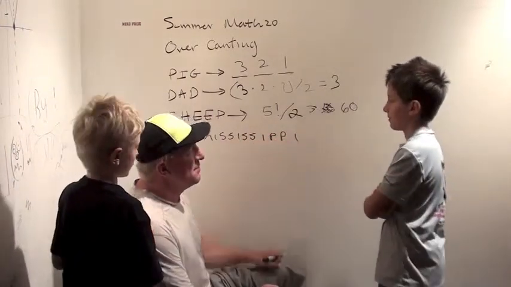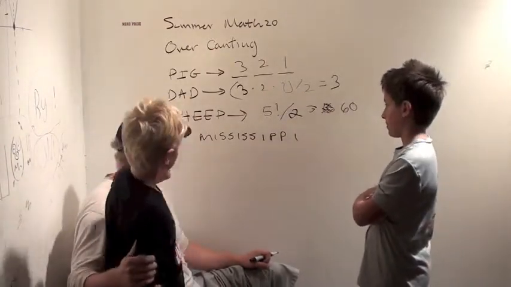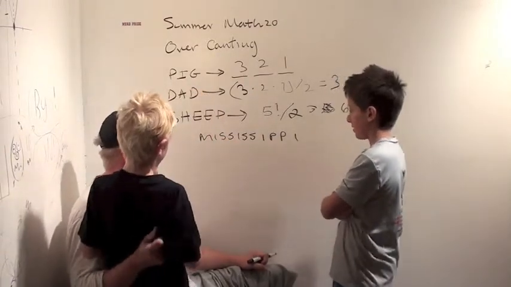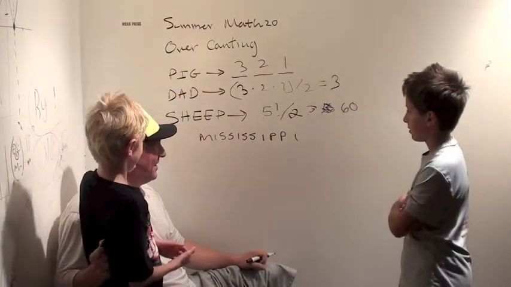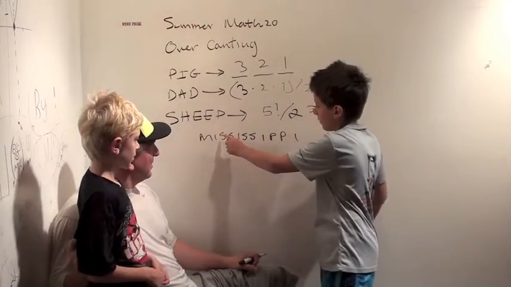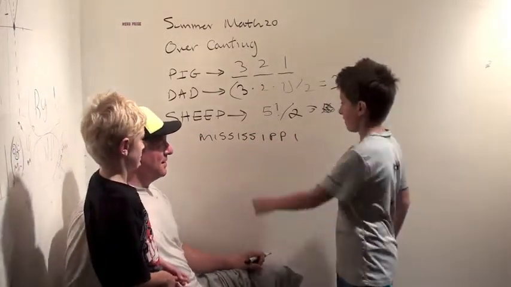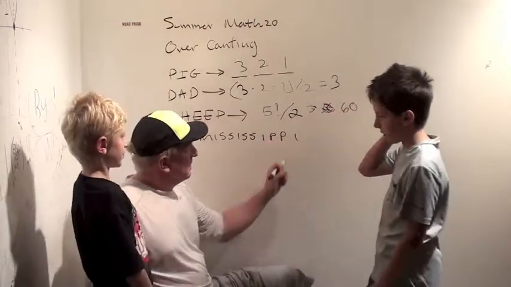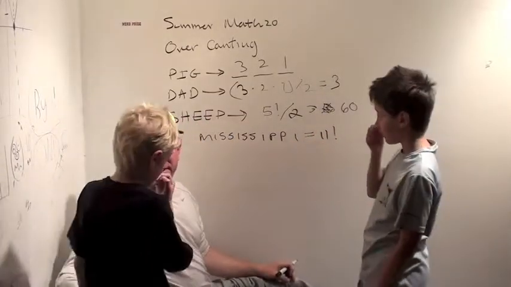MISSISSIPPI. This time, you have 3 sets of repeating letters. This is a crazy one. We want to find all the different ways we could rearrange those letters. I think this would be 11 factorial if all the letters were different. Okay, so if all the letters were different, we'd have 11 factorial, right?